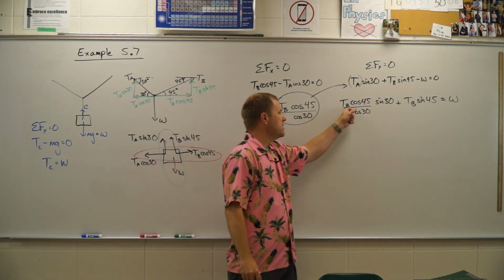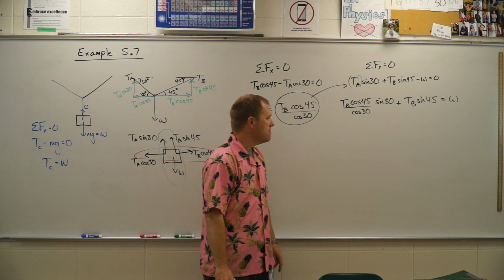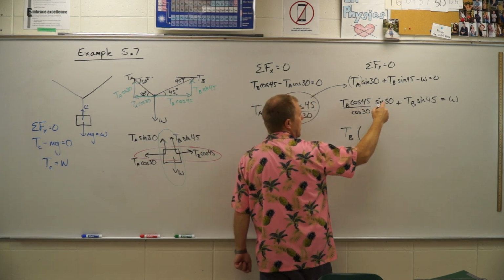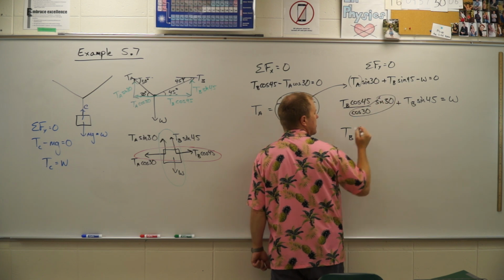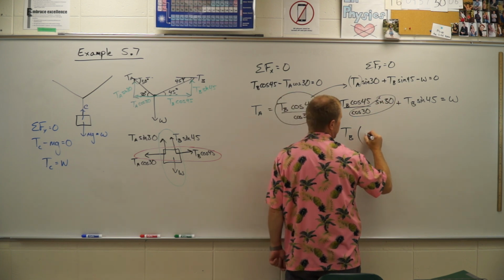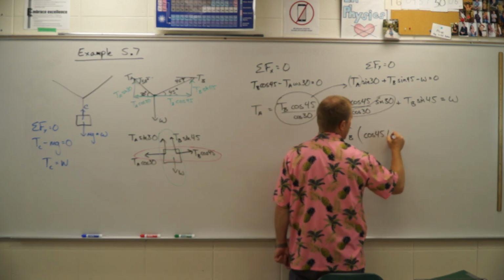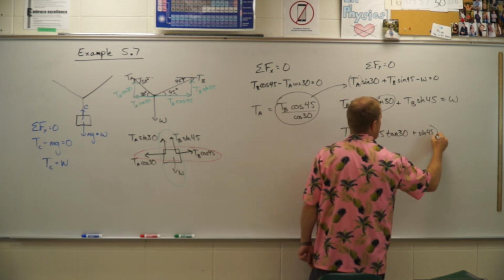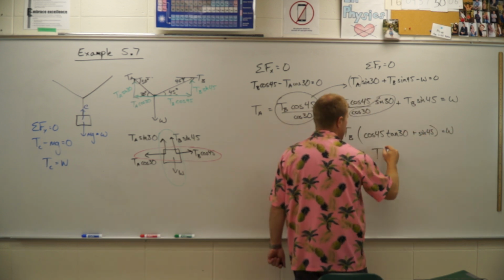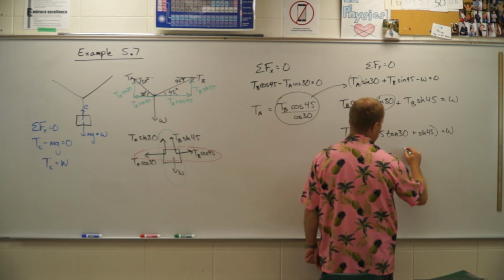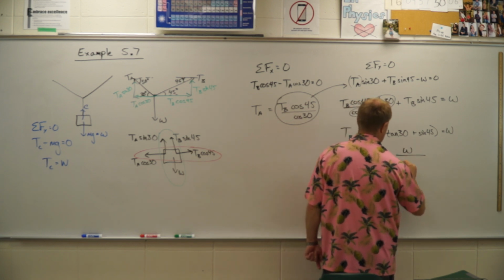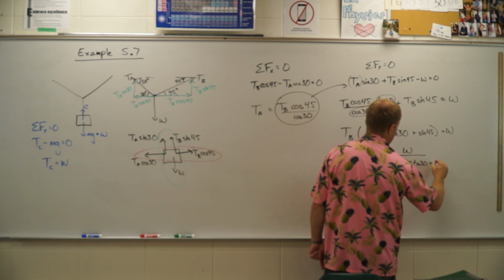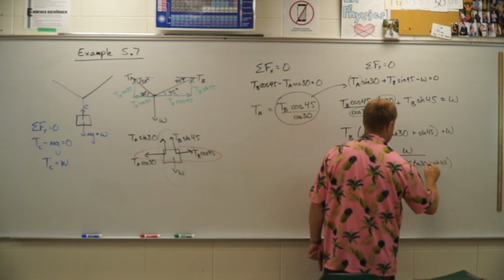I'm solving for TB, so I'm going to go ahead and factor out TB. Also, when I make this factor, I see I have a sine of 30 over a cosine of 30, so I'm going to turn that into a tangent of 30. So I have cosine 45 tangent of 30 plus sine of 45 equals W, meaning TB is going to equal W divided by the cosine of 45 tangent of 30 plus the sine of 45.